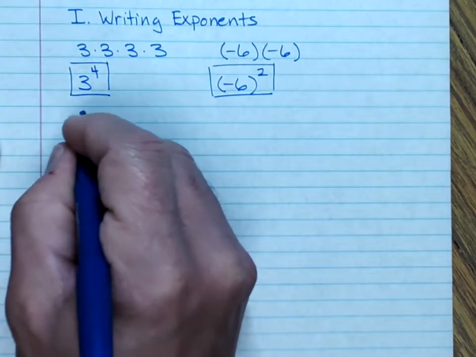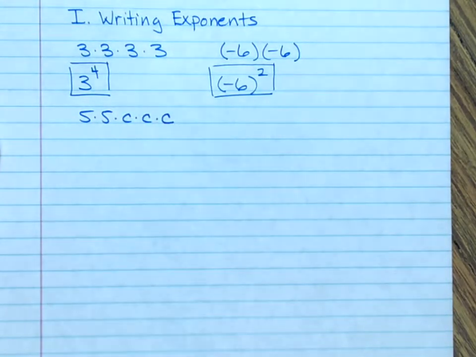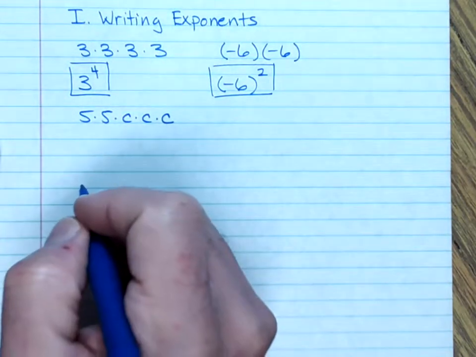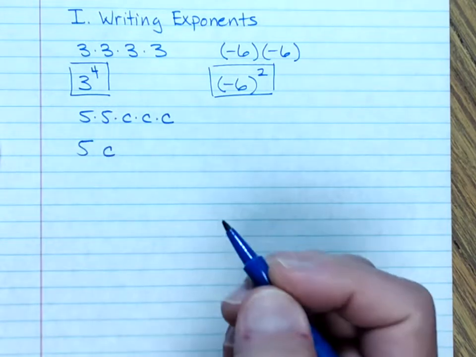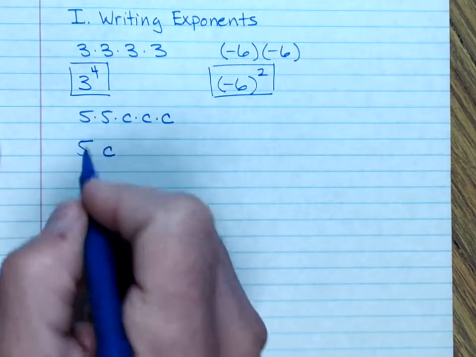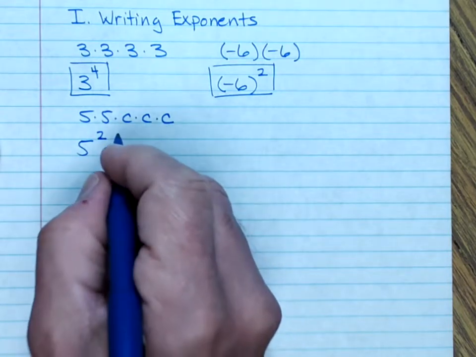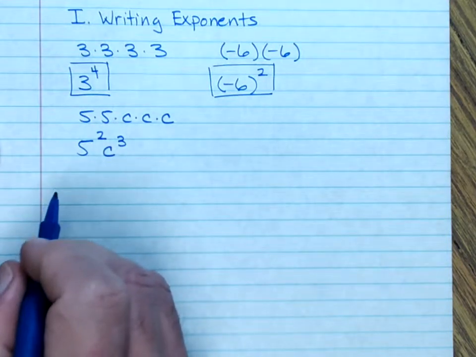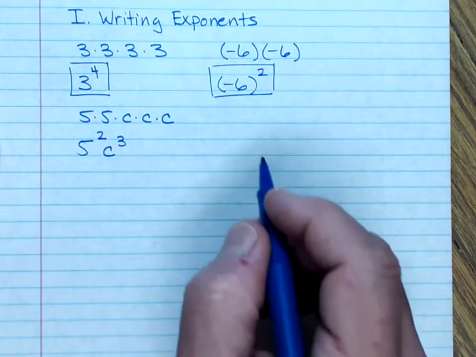Now we have 5 times 5 times c times c times c. So we have two different factors repeating here. We have 5 and we have a c. How many times do you see the 5 repeating? Twice. How many times do you see the c repeating? 3 times. So this is 5 squared c cubed. Right? And one more of those.